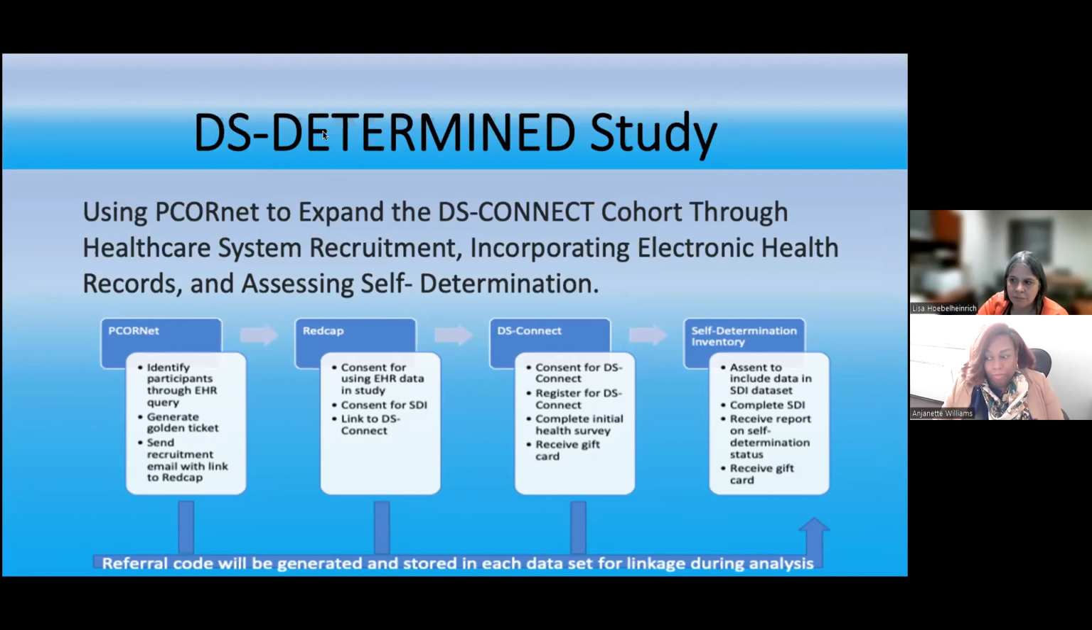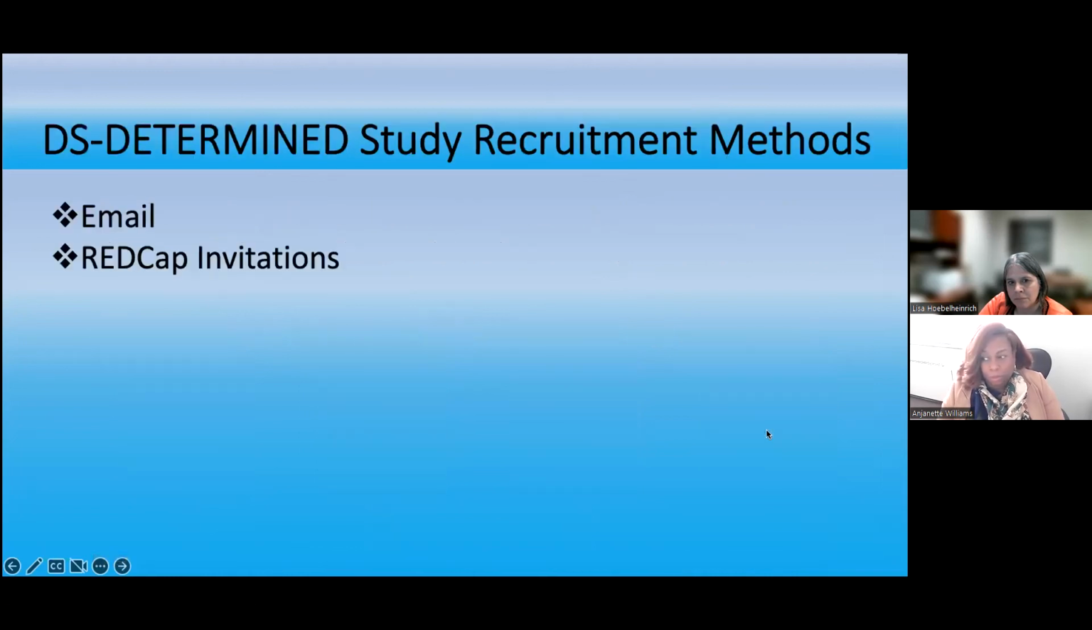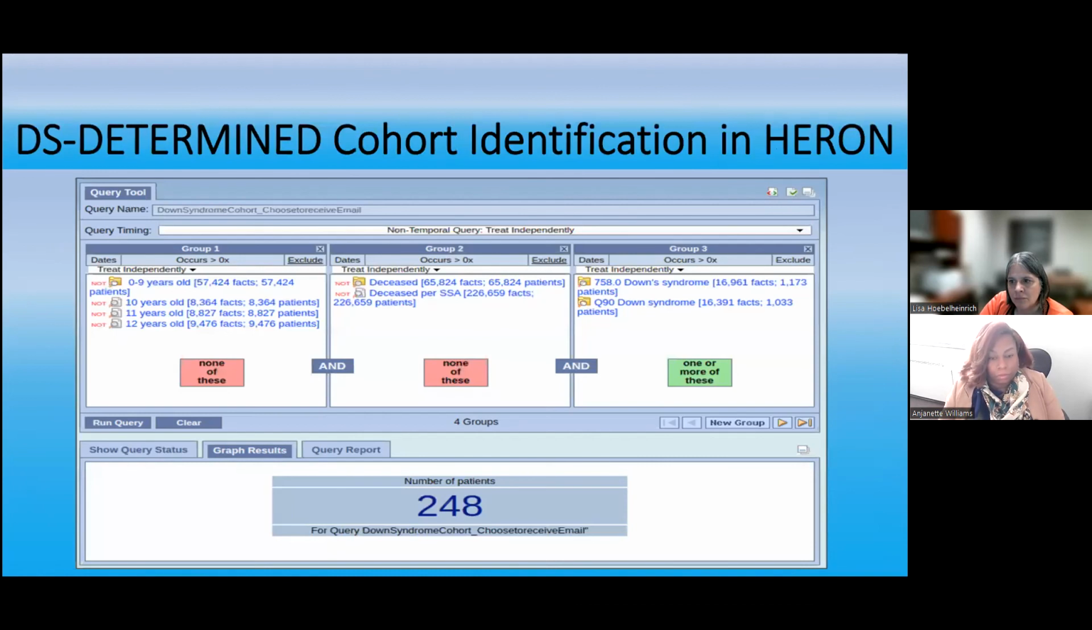As you can see, the quick workflow is we identified the patients within Heron, the e-consenting happens in REDCap, and they're routed to DS-Connect and the self-determination inventory. And with similar recruitment methods, we don't have a whole lot of Down syndrome population, so we try to stick with email and REDCap invitations for this study as well.